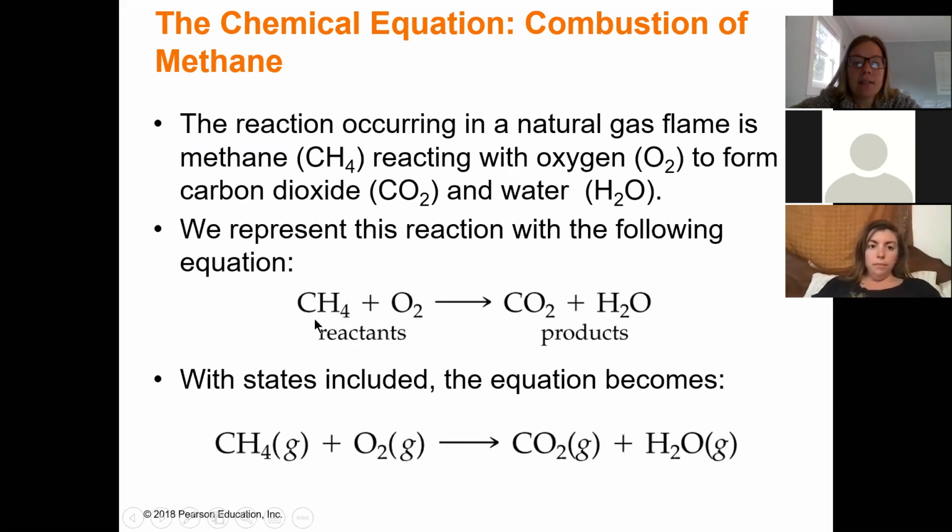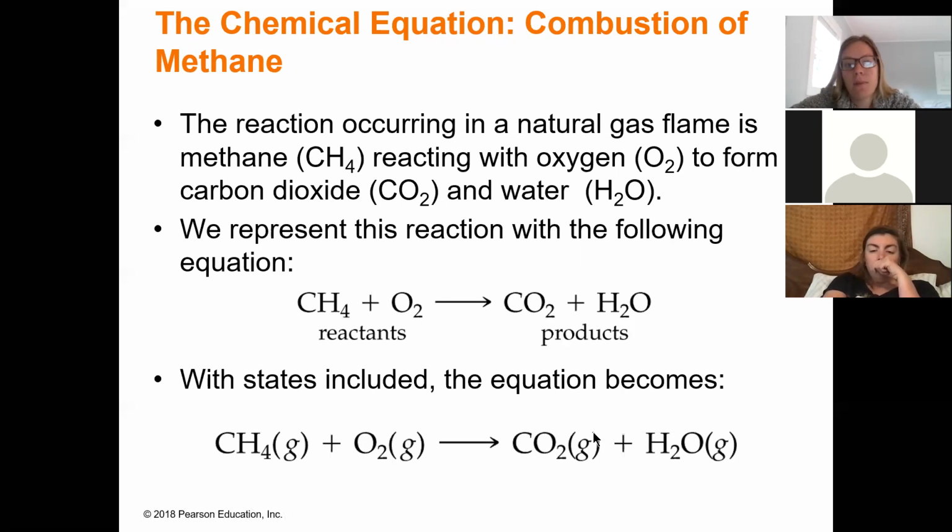So here are my reactants. I've got methane, and I'm adding it to oxygen. So these are two reactants separated by a plus. My arrow says that some sort of change has occurred, so I'm no longer going to end with these two things. Instead, I end up with CO2 and H2O as my products.